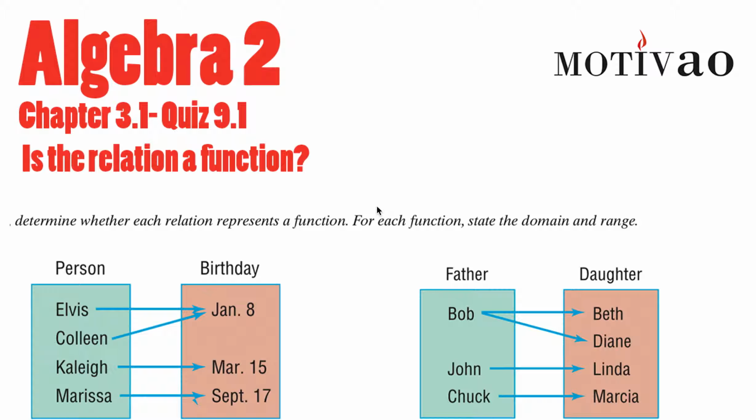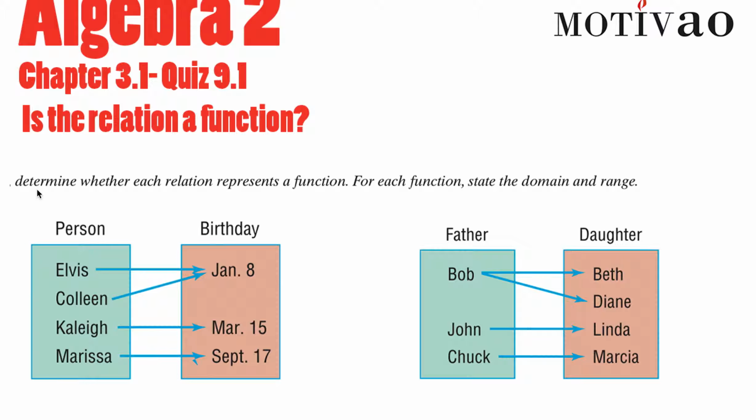Well, let's look at these two examples right here. Here you have person and birthday. And then here you have father and daughter. Okay? In order to be a function, the correspondence between the input can only have one output.